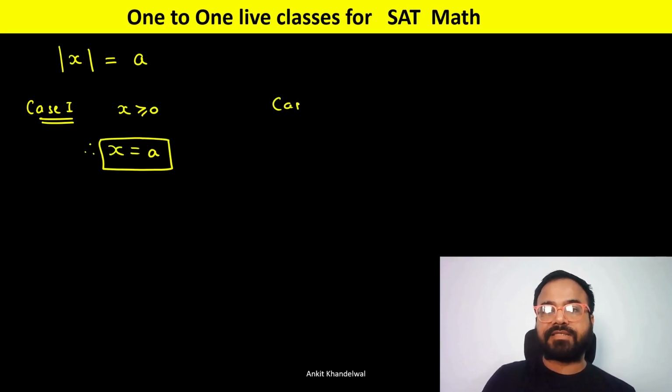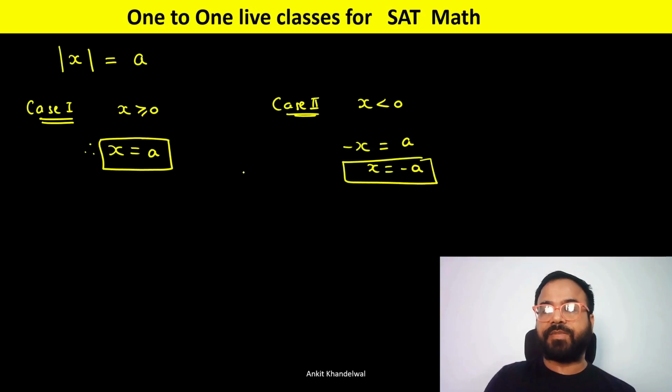And case number 2, here I am assuming that x is negative. If x is negative, how will the absolute value open? With a minus x sign. So it will open with minus x equal to a, so x equals minus a.